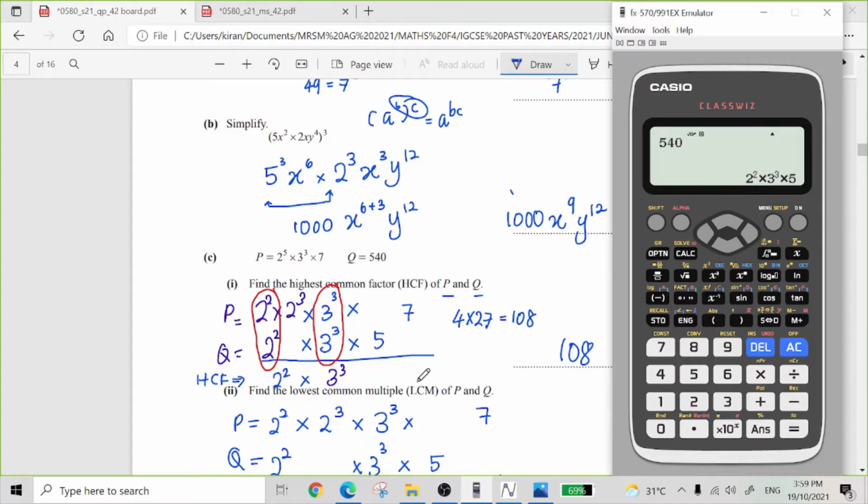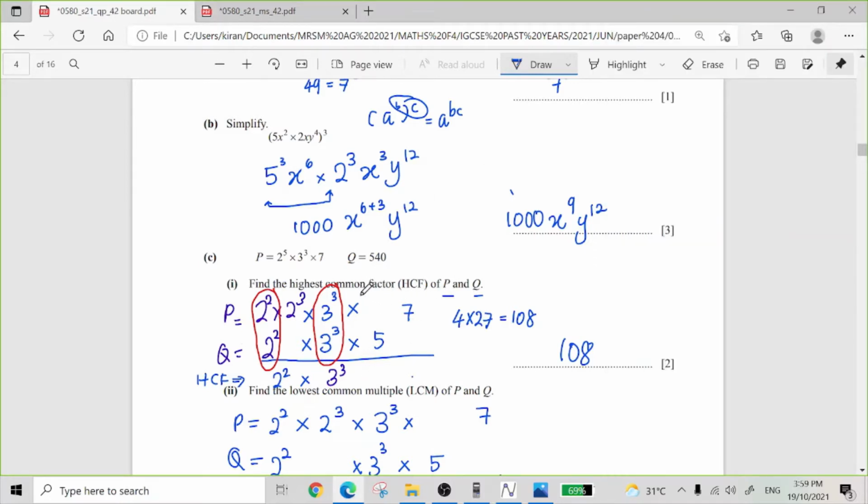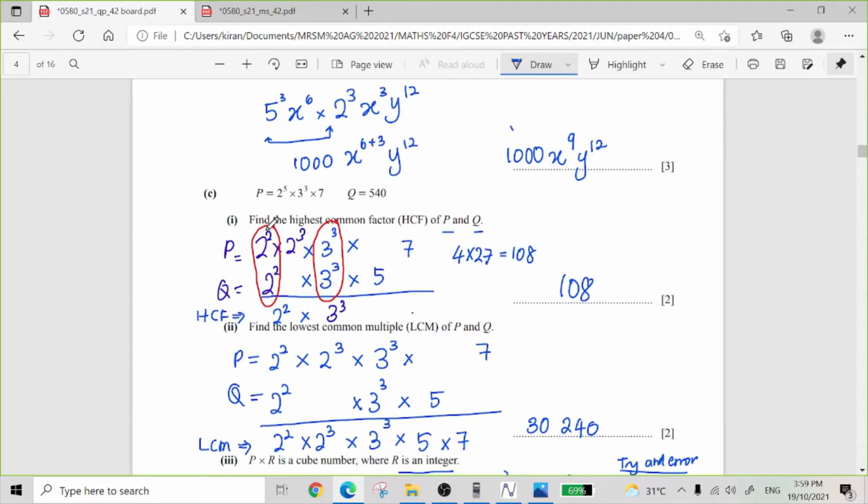For the highest common factor, we will choose the part of the same prime factorization for both numbers. So we have 2² here, from 2 to the power of 5, I put it as 2² times 2³. And then we have here 2², 3³ and times 5. So the same part here is 2² times 3³. So that is the highest common factor, 108.